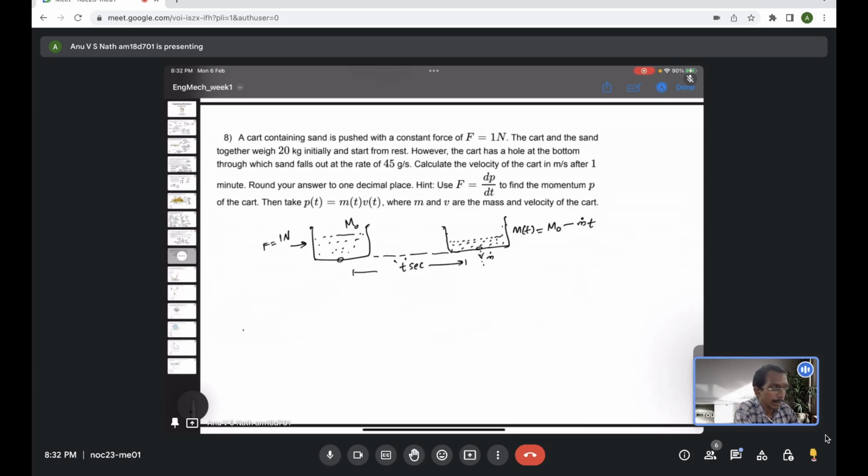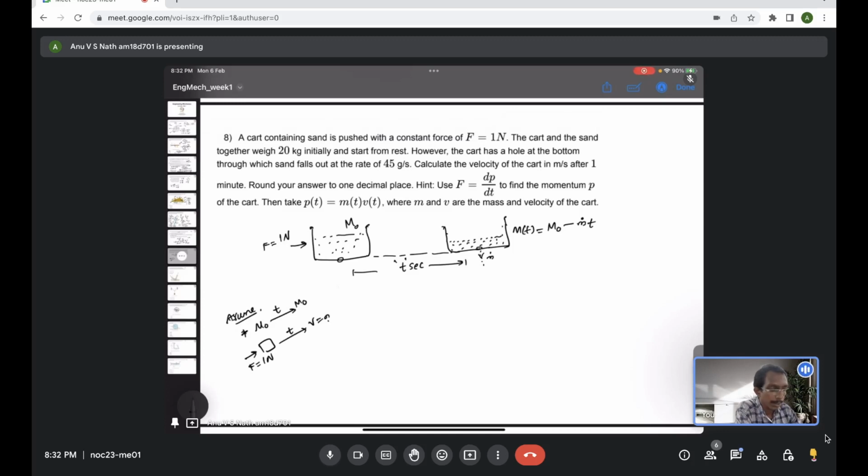But let's assume there is no mass leakage. Then after time t the system still has M0, and the body is acted on by F equal to 1 Newton. After time t, what is its velocity? If there is no mass leakage, how will you evaluate this kind of question?